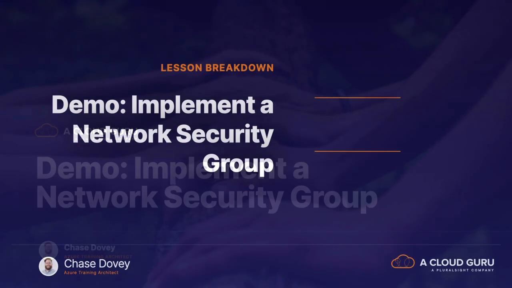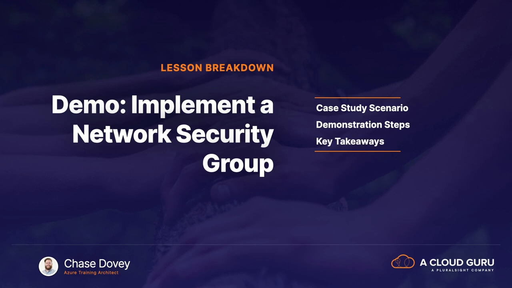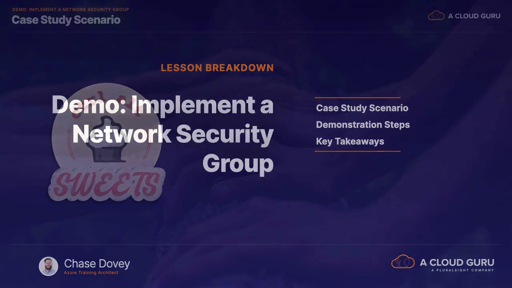And in this lesson, we're going to go through an actual demonstration where we're going to be working with network security groups. We'll start off by discussing our case study scenario for the environment that we're going to set up and be working in for this demonstration. And then we'll go through the demonstration steps that we'll take to successfully follow along and complete the tasks at hand. And then we'll wrap up this lesson with some key takeaways for working with our NSGs. All right, let's talk about that case study scenario.